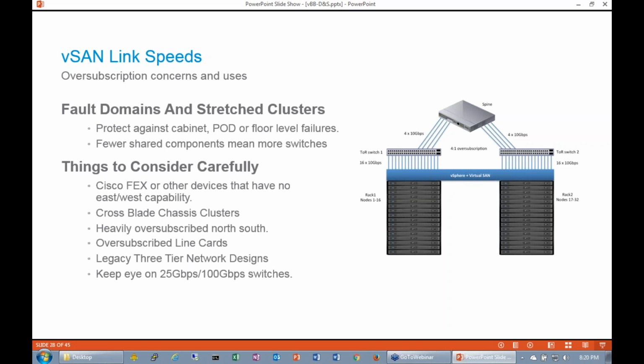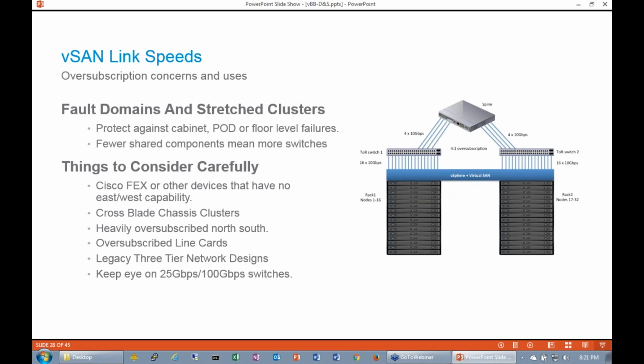Okay, now one thing I just want to cover with this particular slide, important to keep in mind, if you look at the two racks, we've got rack 1 and rack 2 with nodes 1 through 16 and 17 through 32 respectively. If we're in an environment where we're doing a lot of oversubscription, let's say we've got FEXs or something like that, keep in mind that vSAN is talking host to host, right?